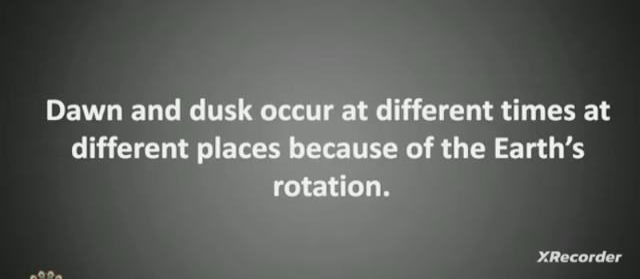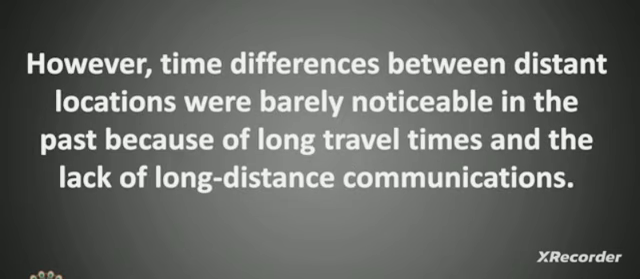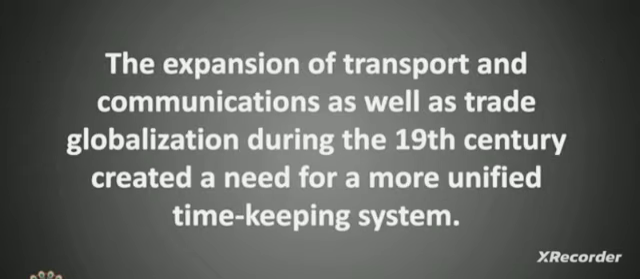Dawn and dusk occur at different times at different places because of the Earth's rotation. However, time differences between distant locations were barely noticeable in the past because of long travel times and the lack of long-distance communications. The expansion of transport and communications, as well as trade globalization during the 19th century, created a need for a more unified timekeeping system.